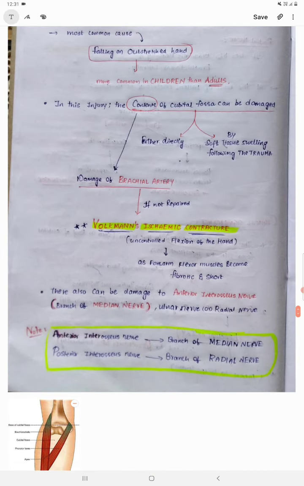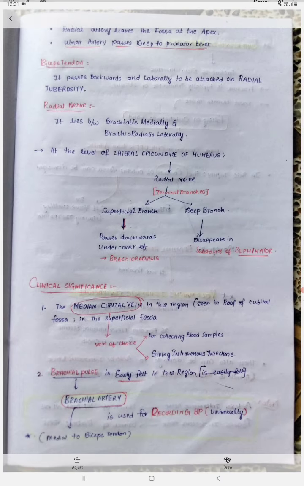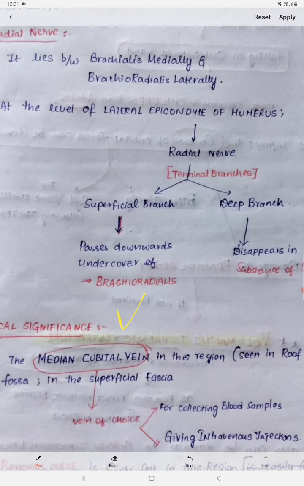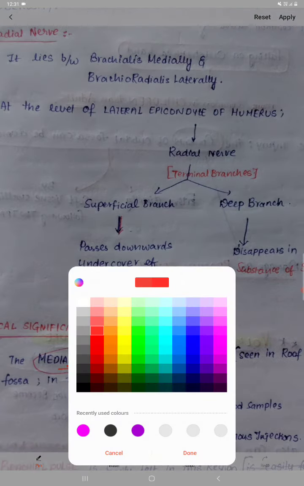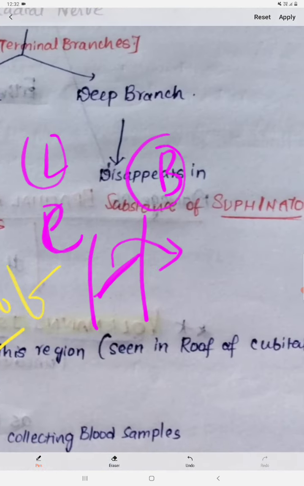The last one is the clinical significance, which is very important. Clinical significance of the cubital fossa. What is present in the cubital fossa? The median cubital vein. Where is it present? Yes, it forms the roof of the cubital fossa, and it is present in the superficial fascia of the cubital fossa. It connects the two veins: the cephalic on the lateral side and the basilic on the medial side. So this is the median cubital vein.